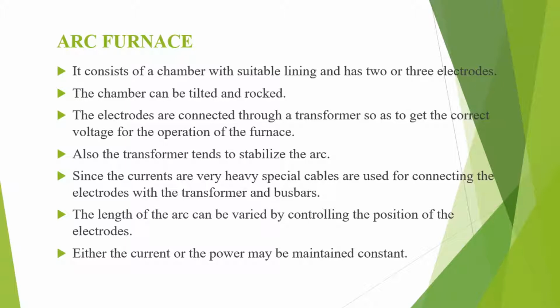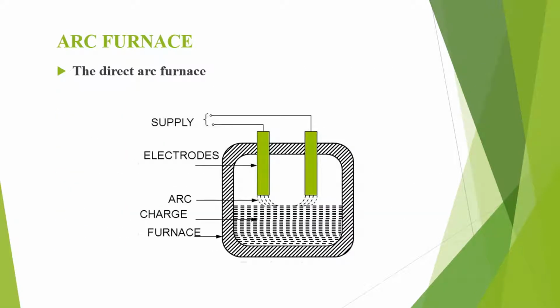There are 2 types of arc furnaces: direct arc furnace and indirect arc furnace, based on the contact made between the electrodes and the charge and the mode of heat transfer. Direct arc furnace. The figure shows the setup of a direct arc furnace. We have the arc furnace inside which the charge is placed, and the 2 electrodes are inserted from the top of the furnace, which is connected to the supply.